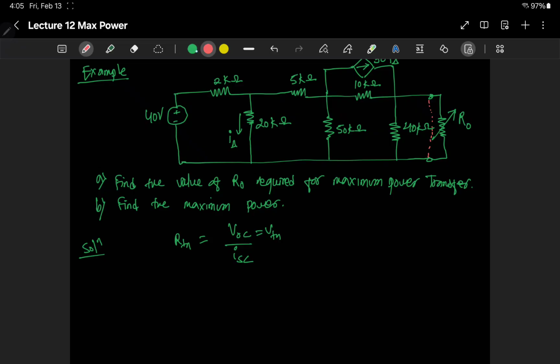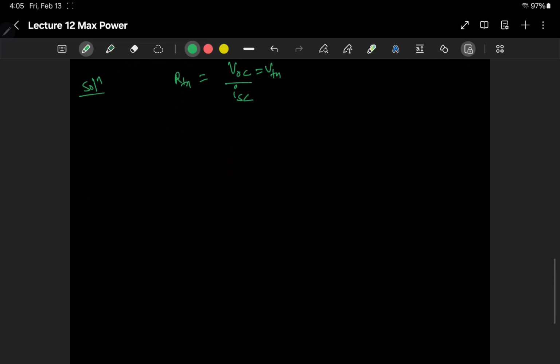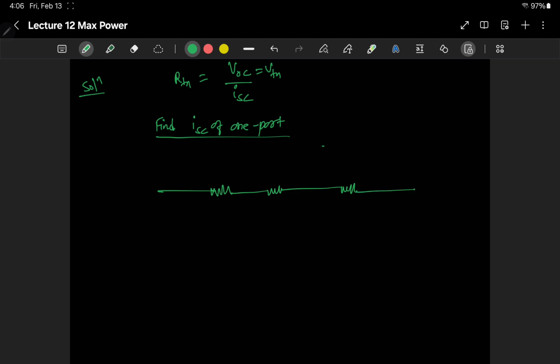Let me draw the circuit with the short circuit. Find ISC of one port. That is our first step, and then in the second step we'll find the RTH, and then using those two equations, we can find VTH. Redraw the circuit. But this time you don't have this 40 ohm resistor, because once you short circuit, that is not useful at all.